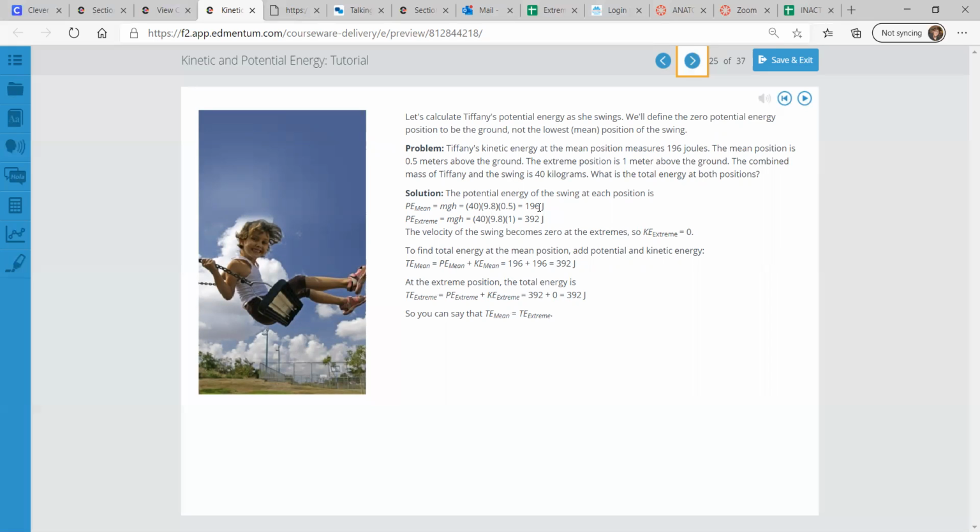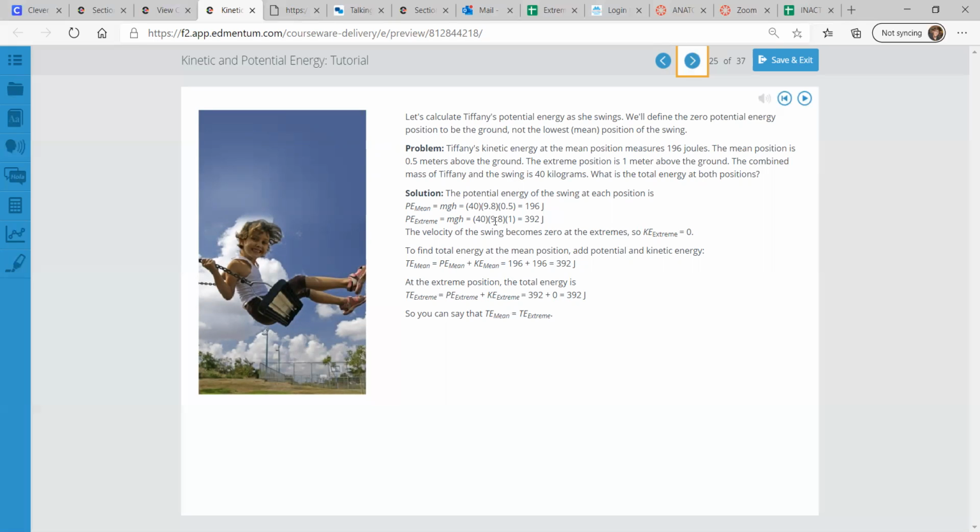And that equals 196 joules. Once she swings up to the maximum point, the height changes, but the mass and the acceleration due to gravity stay the same. M is still 40 kilograms. G is still 9.8 meters per second squared, but the height is now 1 meter off the ground. And if you multiply that together, you get 392 joules.